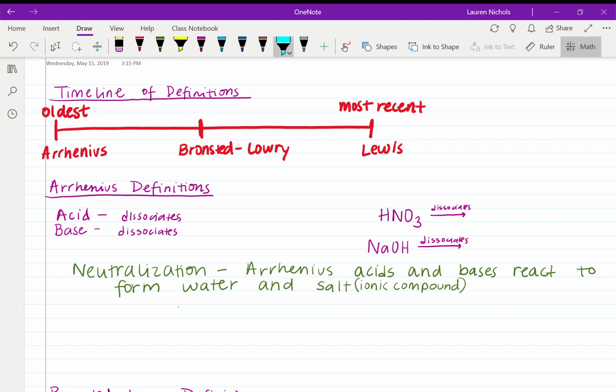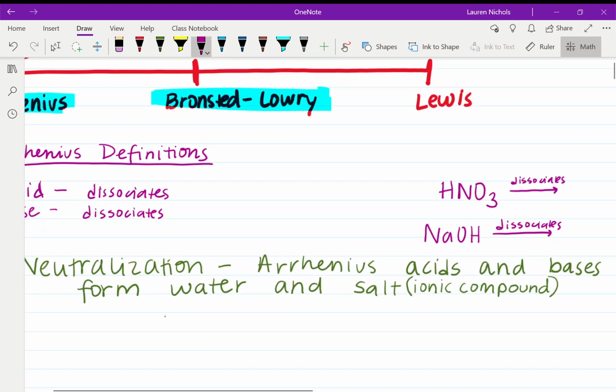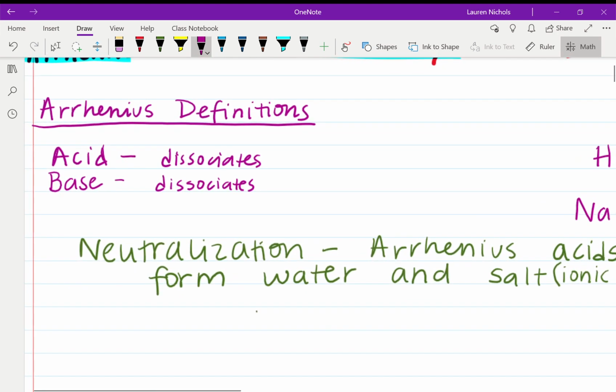Now, there are three definitions, but Arrhenius and Bronsted-Lowry are the only ones that you need to learn. So in this video, we're going to deep dive into both of those and the implications on what they define as being an acid and a base. So if we focus first on Arrhenius, because that definition is the oldest, Arrhenius defined an acid as something that when it dissociates in water is going to produce H plus ions.